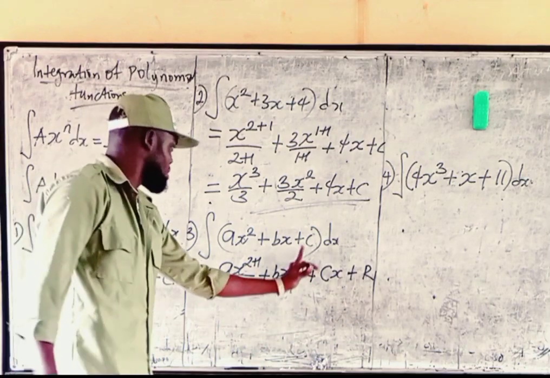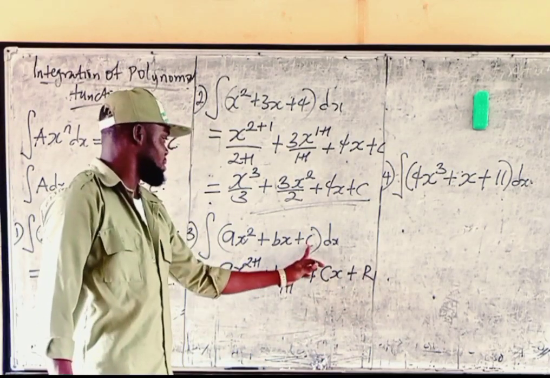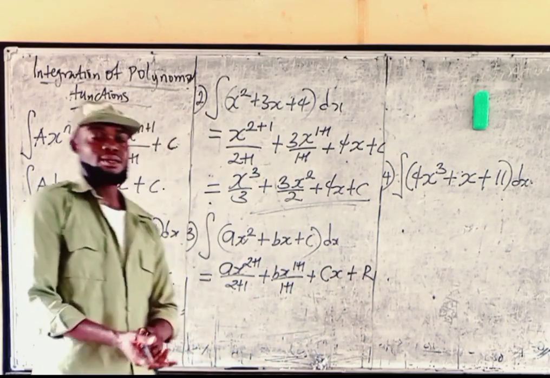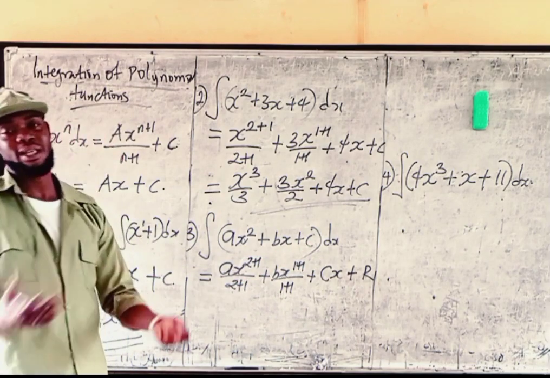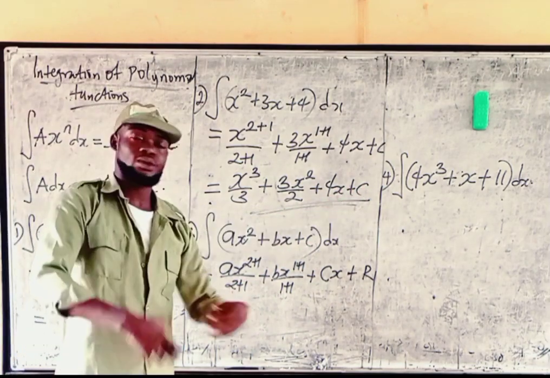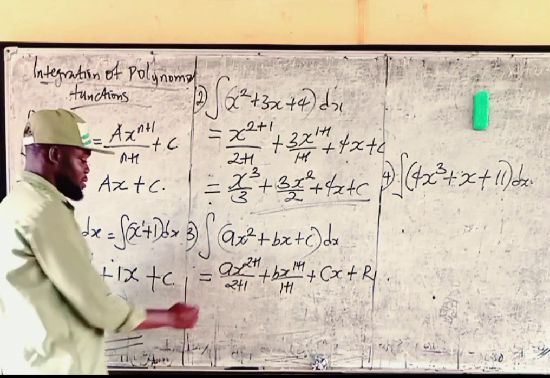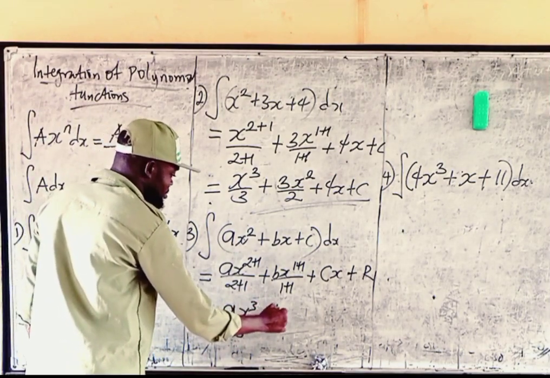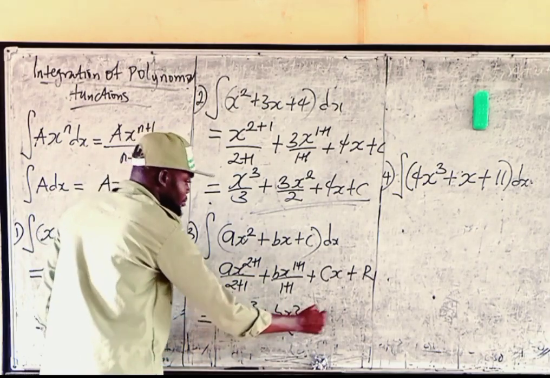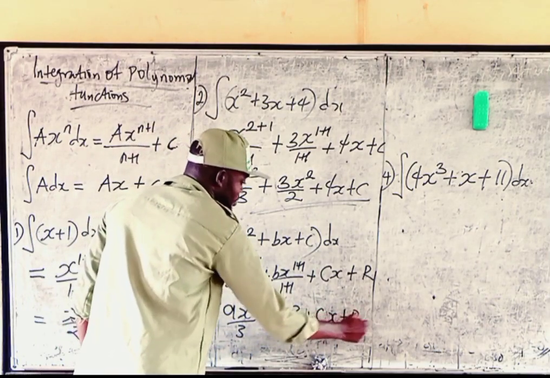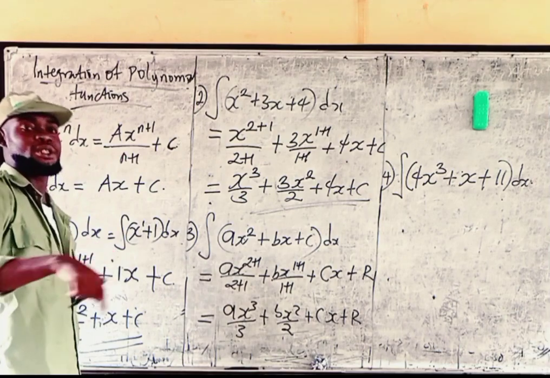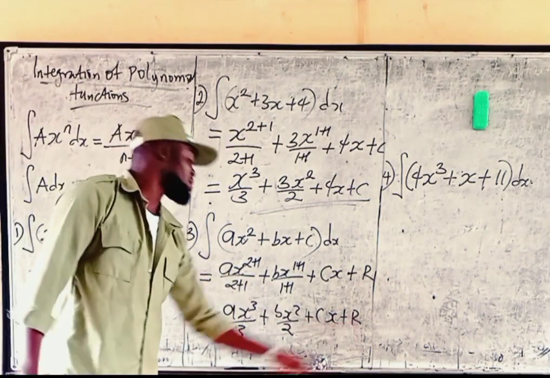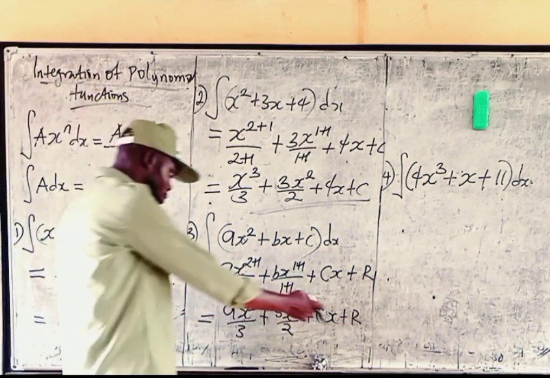So that I don't say this c and that c are the same. This c and this c are not the same thing. This one is a constant term in the quadratic expression, but this one is the integration constant. So that's how it is. We are going to have ax cubed all over 3 plus bx squared all over 2 plus cx plus r, where r is the integration constant there. This r means integration constant. You can also say plus c.